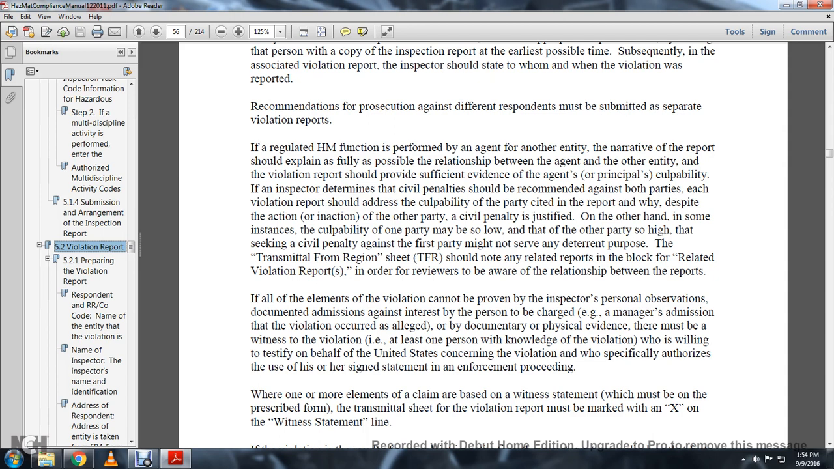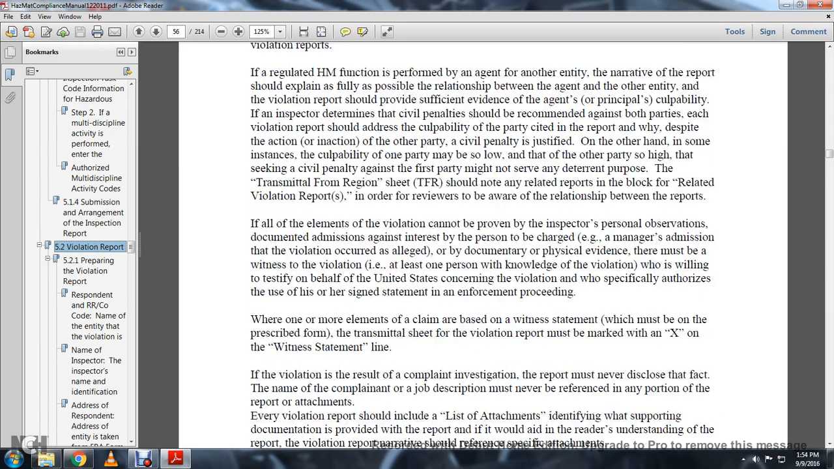If the inspector determines a civil penalty should be recommended against multiple parties, each of the violations should be addressed with the culpability of the parties cited in the report, whether, despite the action or inaction of another party, the civil penalty is justified. The culpability of one party may be so low, and the other party's so high, that seeking a civil penalty against the first party may not serve a deterrent purpose. The transmittal form from the region, the TFR, should be used for related reports. Note any related reports along with the related violation reports in order for reviewers to be aware of the relationship between the reports.